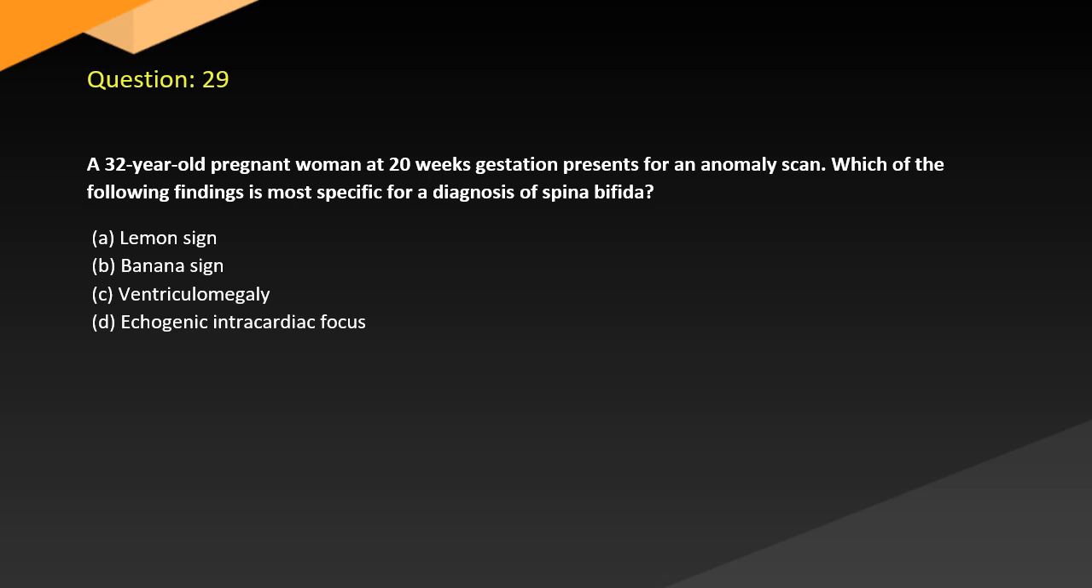Question 29. A 32-year-old pregnant woman at 20 weeks gestation presents for an anomaly scan. Which of the following findings is most specific for a diagnosis of spina bifida? A. Lemon sign, B. Banana sign, C. Ventriculomegaly, D. Echogenic intracardiac focus.